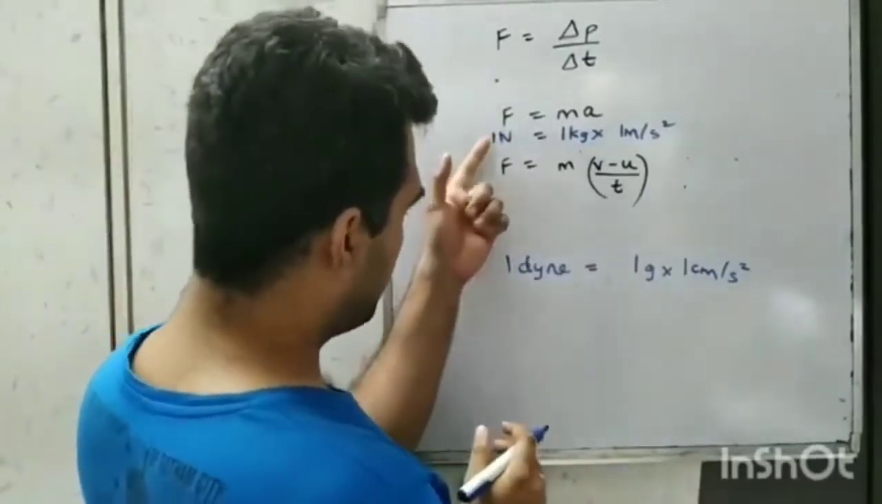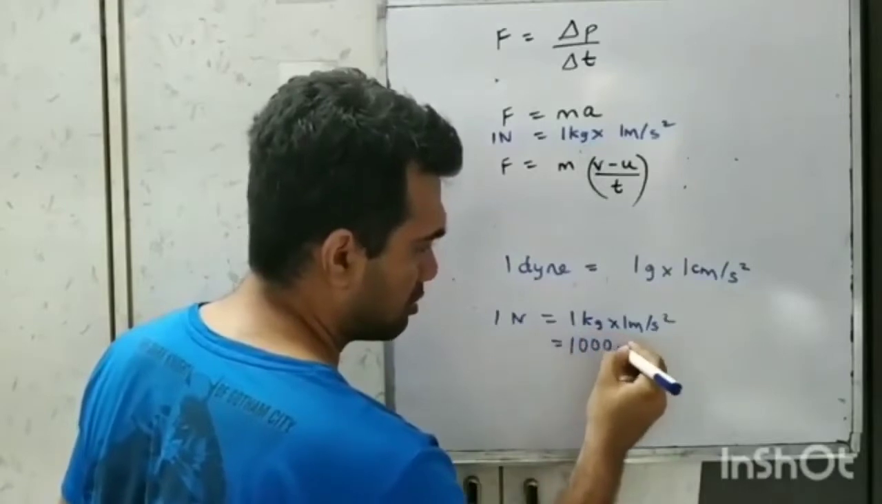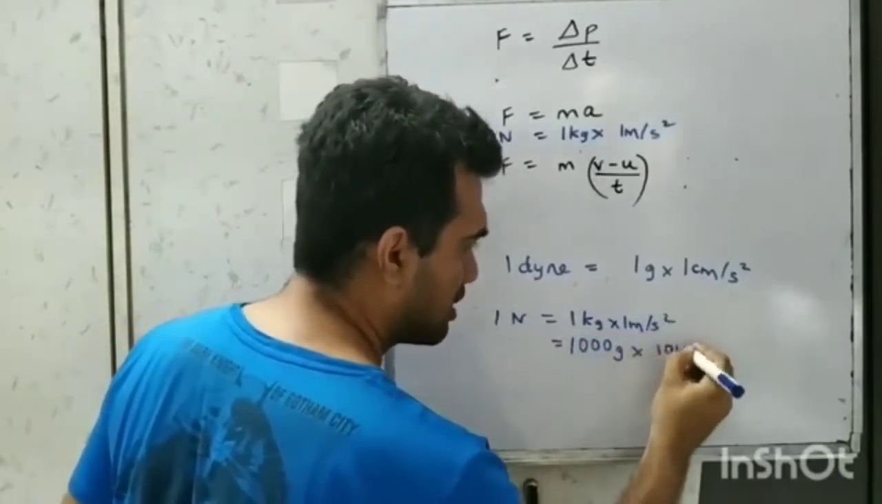So let's find the relationship between 1 Newton and 1 dyne. 1 kg is 1000 gram. 1 meter will be 100 centimeter.